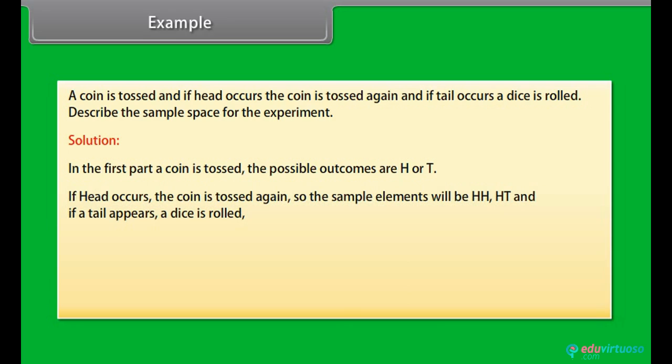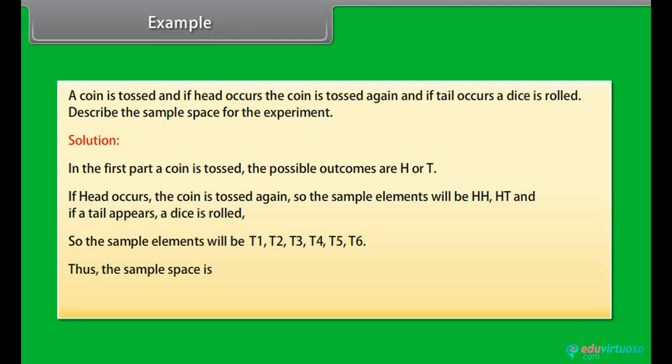If head occurs, the coin is tossed again. So the sample elements will be HH, HT, and if a tail appears, a dice is rolled. So the sample elements will be T1, T2, T3, T4, T5, T6. Thus, the sample space S is equal to {HH, HT, T1, T2, T3, T4, T5, T6}.